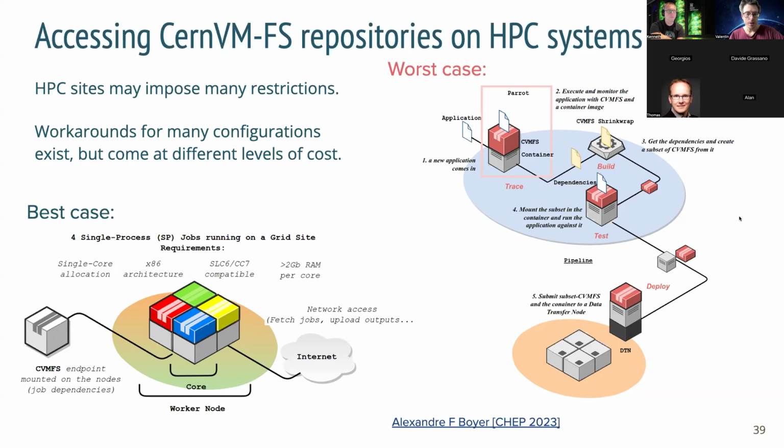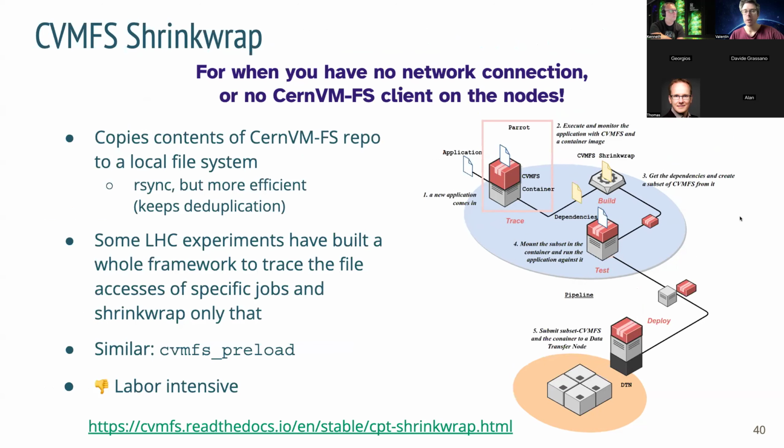Right. So let's see how we can do some workarounds. The first tool that I'm going to show you is CVMFS shrinkwrap. This is for when you have no network connection or client on the nodes. What this basically does is copy the contents of the CVMFS repo to a local file system, making a standalone packaged thing. That's why it's called shrinkwrap.